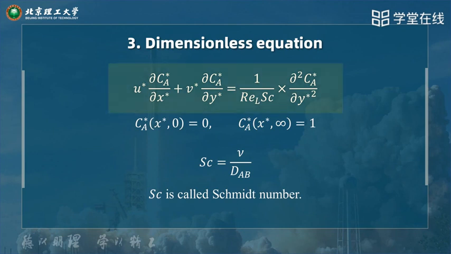Also, we obtain u star ∂CA star/∂x star plus v star ∂CA star/∂y star equals 1 over Reynolds number times Sc times ∂²CA star/∂y star squared. Here Sc is the Schmidt number. It's not the same as in heat transfer, where it is the Prandtl number. These two equations have boundary conditions. The Schmidt number is mu over D_AB. It's called the Schmidt number.